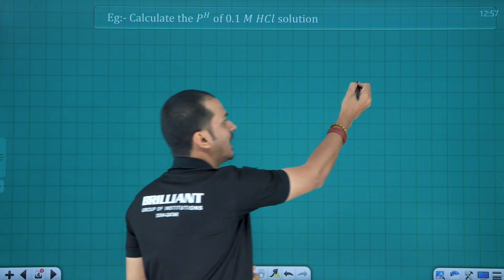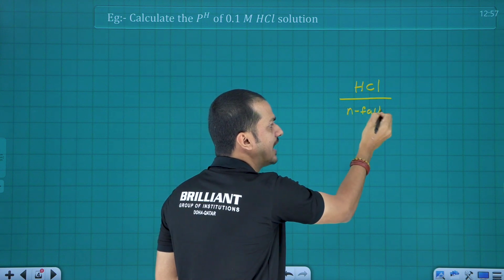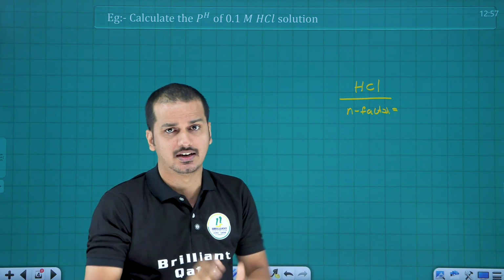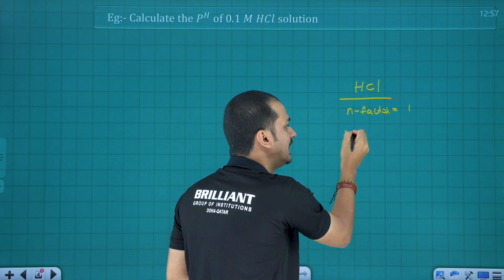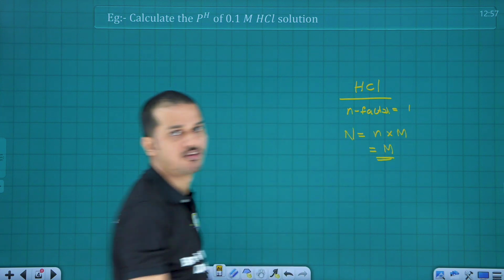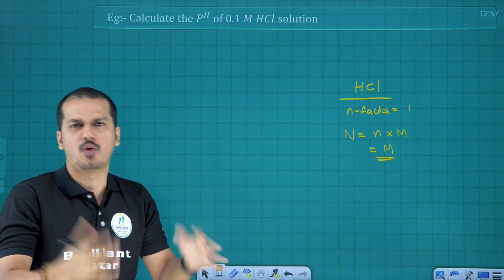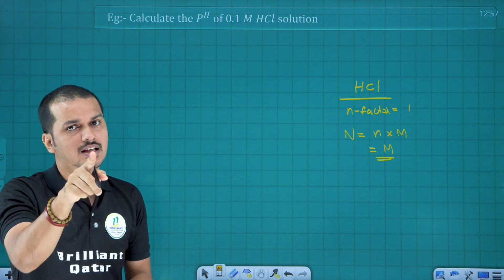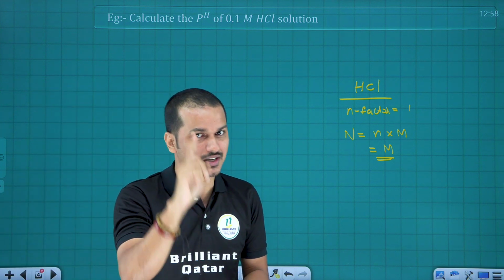In the case of HCl, the n factor in the case of an acid is equal to the number of replaceable H plus, or else the number of H plus donated. How many H plus can HCl donate? 1. So n factor is equal to 1. So normality equal to n factor into molarity, that is equal to molarity itself. So in the case of HCl, NaOH and all, n factor 1 means no problem about molarity. Directly you can take the molarity. If it is H2SO4, there are problems. Why? In the case of H2SO4, n factor is 2. Keep that idea in mind.